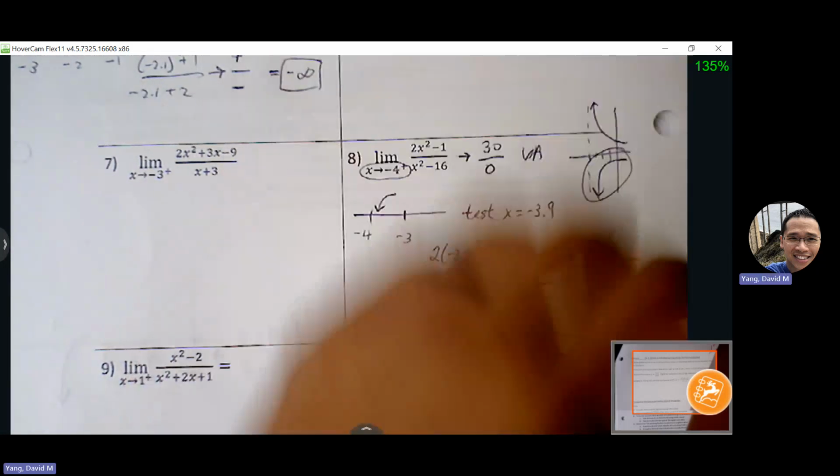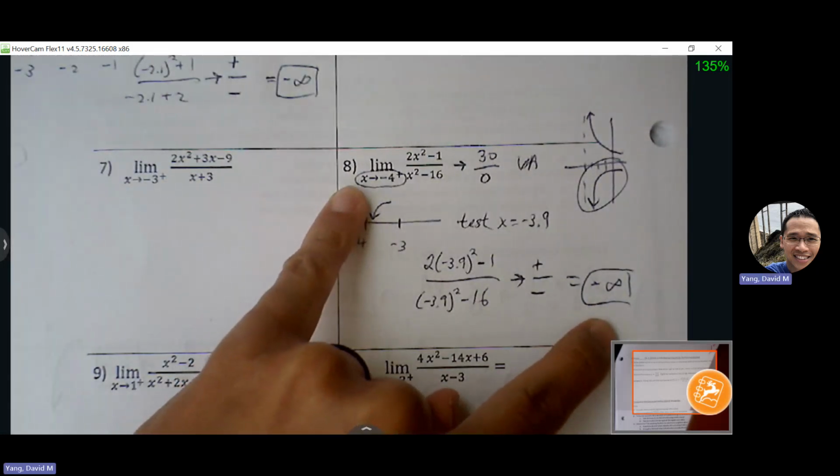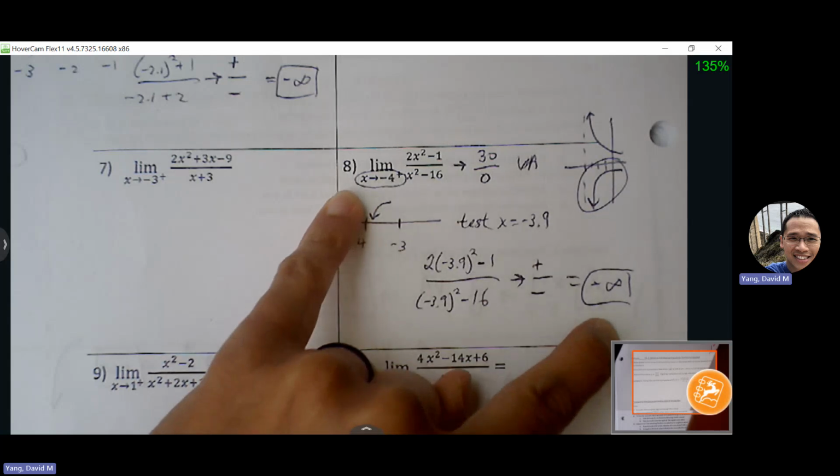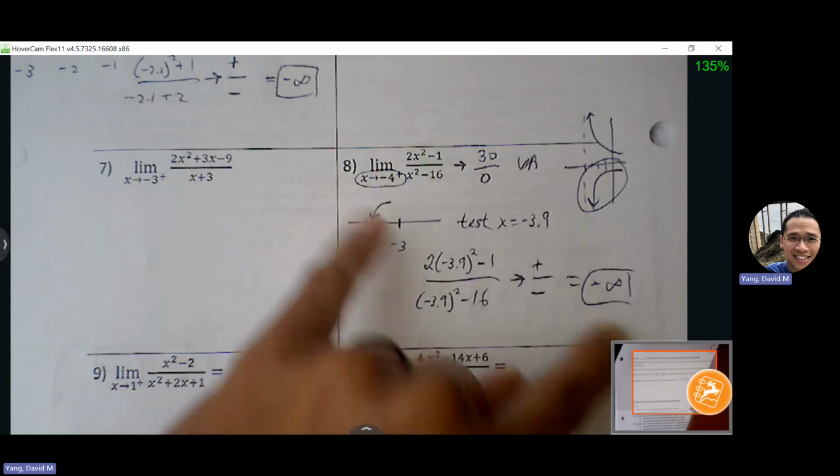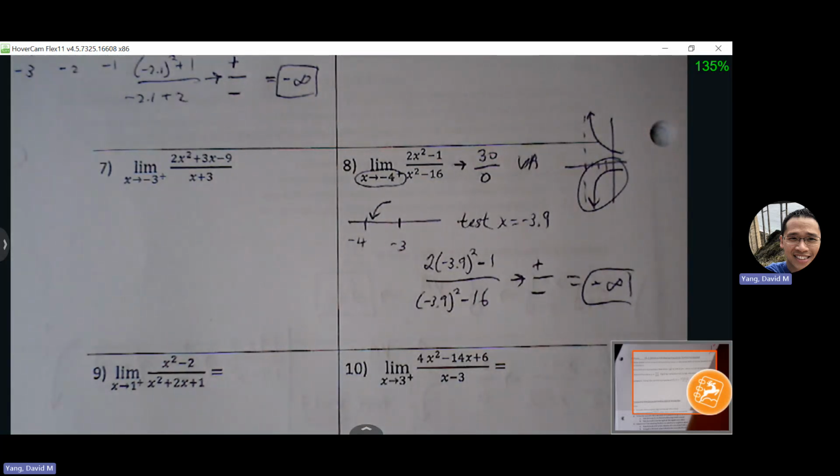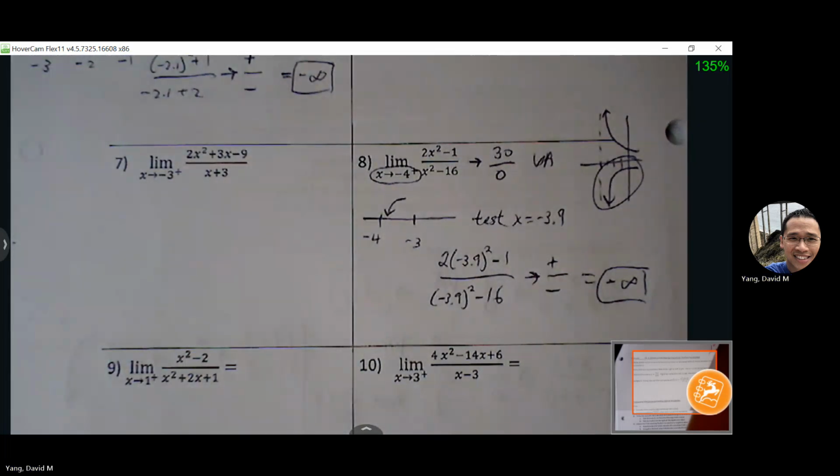So that's our answer. It's only asking for the one-sided limit. It's not asking for a full limit. If you say it doesn't exist, that is not correct, right? Because if we're just talking about the left or from the right, we can give an answer for that.